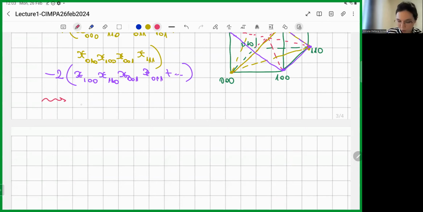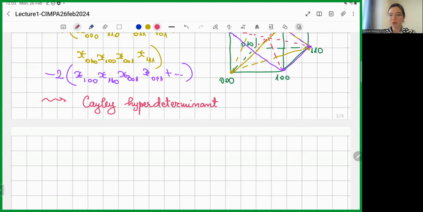I want to present this example because I find it very interesting, since it is a known polynomial called the Cayley hyperdeterminant. And maybe it's also an invitation for you to read more about it in the book Invitation to Nonlinear Algebra, in another chapter that's about invariant theory and so on.